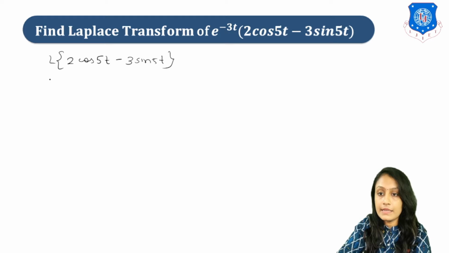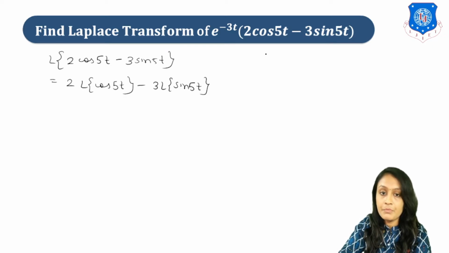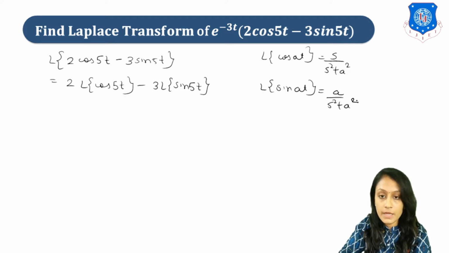Okay, so apply the linearity property. So 2 times Laplace transform of cos 5t minus 3 times Laplace transform of sin 5t. Correct? Now we know Laplace transform of cos at is what? s upon s square plus a square, and Laplace transform of sin at is what? a upon s square plus a square. Correct? Now here 2 as it is.